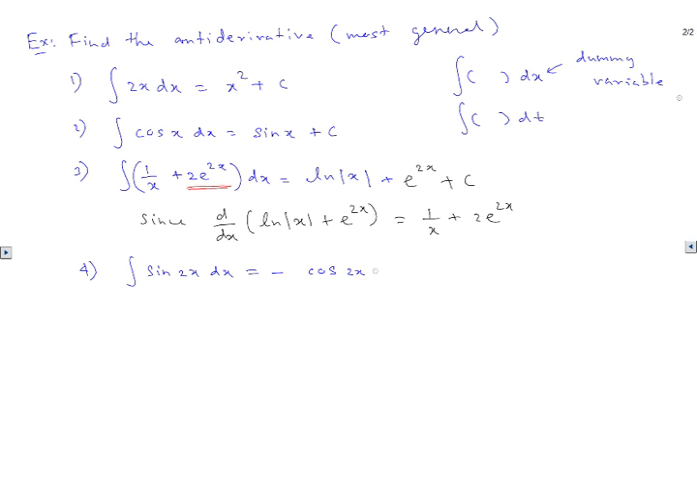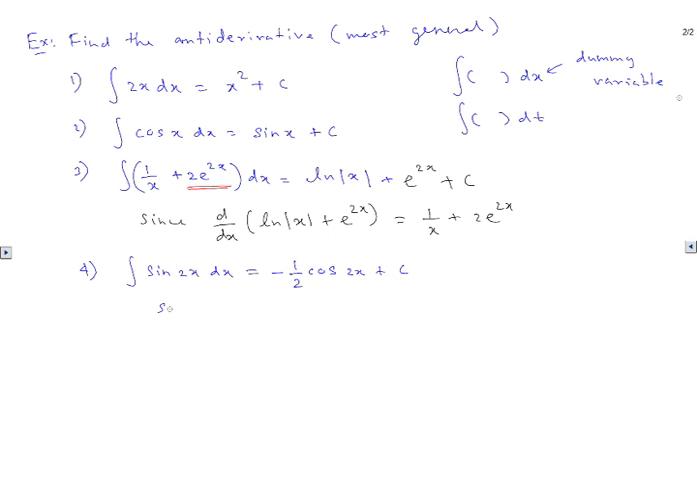But if you take the derivative of cosine 2x, you get negative 2 sine 2x. That means you get a 2. So to cancel that 2, you have to put a 1/2 there, so that they cancel each other. Now you can see, if you take the derivative of negative 1/2 cosine 2x, you get sine 2x. Okay, and again plus c.